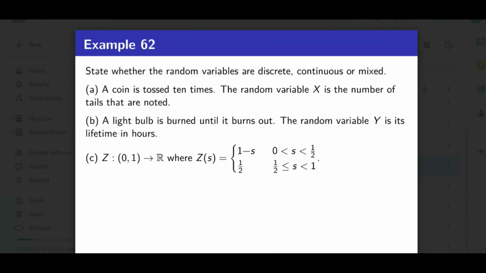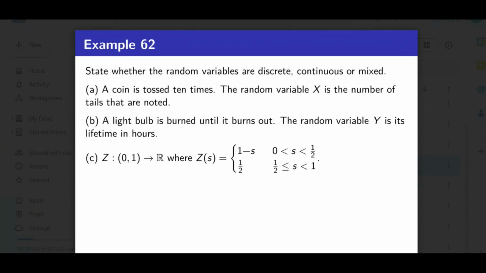A light bulb is burned until it burns out. The random variable is its lifetime. I hope you realize things like lifetime exist on a continuum. So that would be an example of a continuous random variable. Lifetime is measured on a continuum.